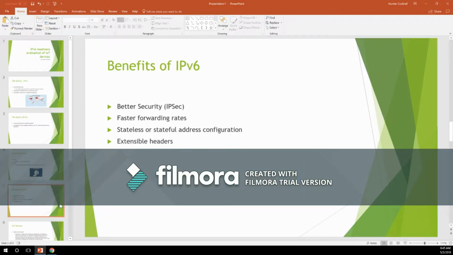So what are the benefits of IPv6? Well, you obviously get better security. IPv4 is limited in that, having been around so long, we are starting to run into issues with it. IPv6 also offers faster forwarding rates, stateless or stateful address configuration, and extendable headers.